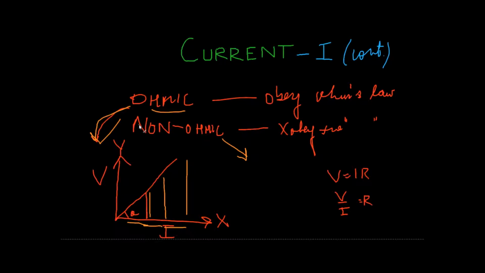All metallic conductors, like I named earlier, silver, copper, aluminium, are examples of ohmic conductors, whereas non-ohmic conductors include the junction diode, diode valve, triode valve, and the filament of a bulb. Just remember this, guys. There's nothing much here.